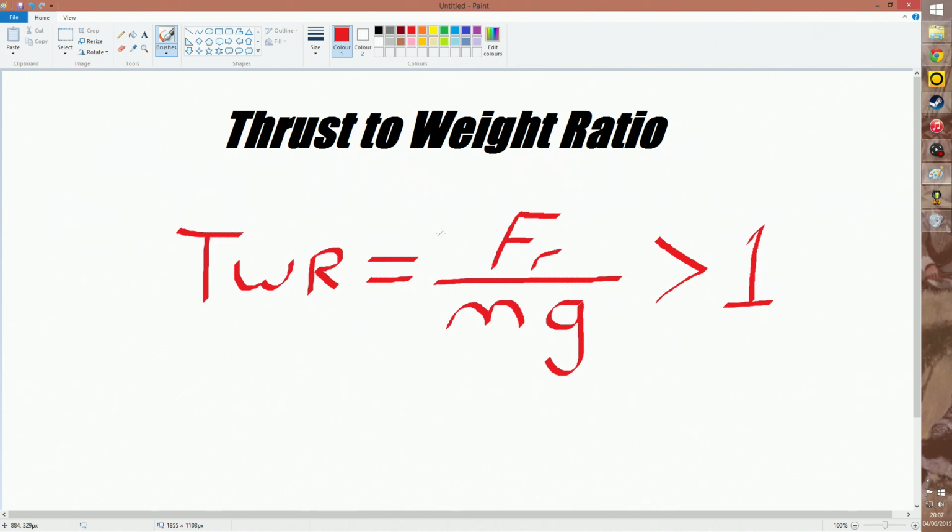Now, this is the formula. F over W, the thrust which we've just done in kilonewtons, divided by mass times gravity. Mass in tons, and gravity is the acceleration due to gravity, so it's 9.81 meters per second squared. Yeah, 9.81.